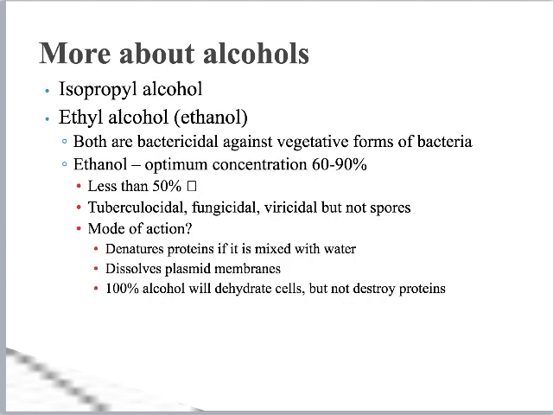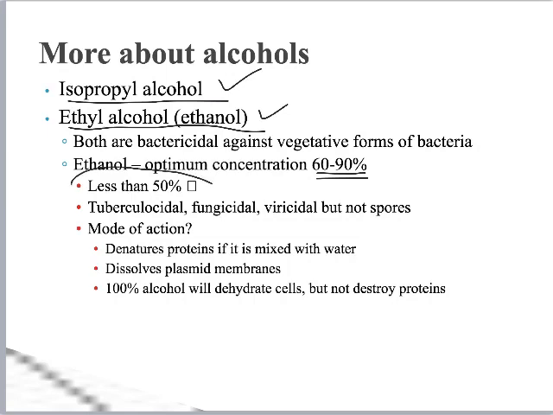Okay, so more about alcohol. There's two different kinds of alcohol. There's isopropyl alcohol, which is rubbing alcohol, and then there's ethanol. Both of those work. The optimum concentration is between 60 and 90%, and they say that 70 is the best. If you look at your hand sanitizers, they're usually about 68%.